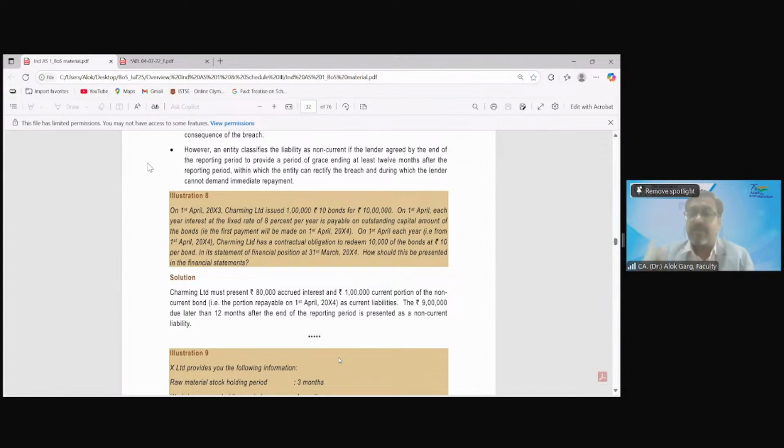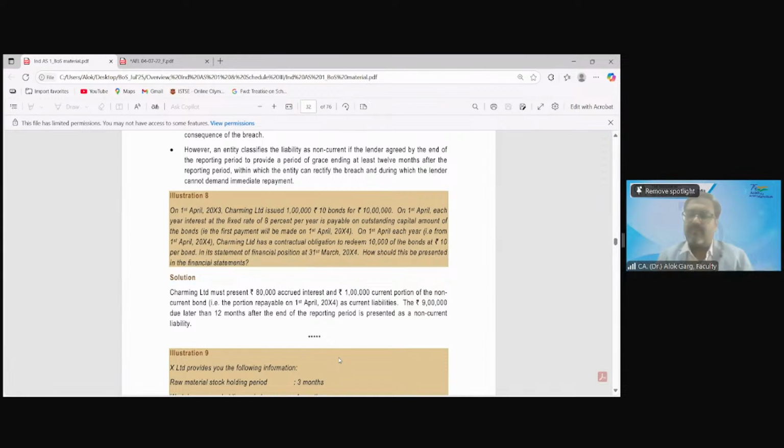But if you have an unconditional right to defer the settlement, it means the vendor cannot impose any condition on you for that. You have unconditional right. Unconditional right means it is guided by the contract that you can defer this obligation after 12 months. In that case, it will become a non-current liability. But if you don't have any unconditional right to defer the settlement, in that case, it will be considered as a current liability.